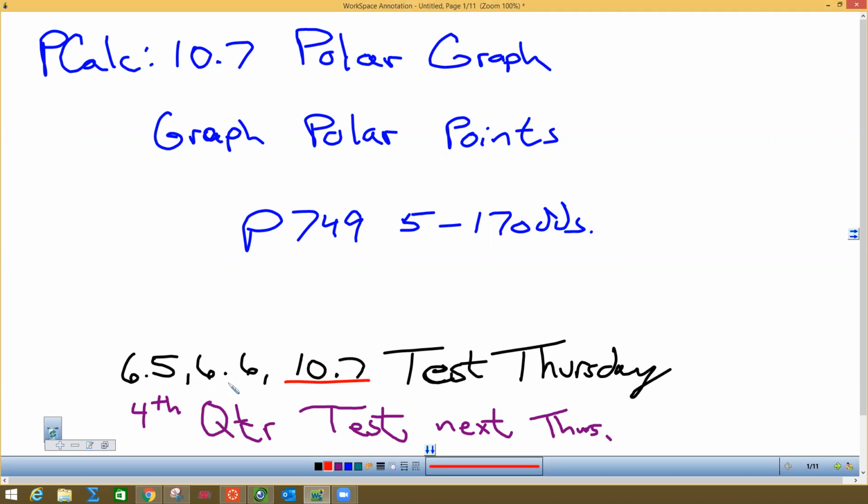Thursday we're having a test on 6-5, 6-6, and 10-7. A lot of people have not turned in their 6-6 stuff yet. I'm giving you two practice tests tomorrow, for which I've taken the test and changed numbers from the test onto the practice test. So if you know how to do every problem on the practice test, you should kick this test out. I mean, just knock it out of the park.